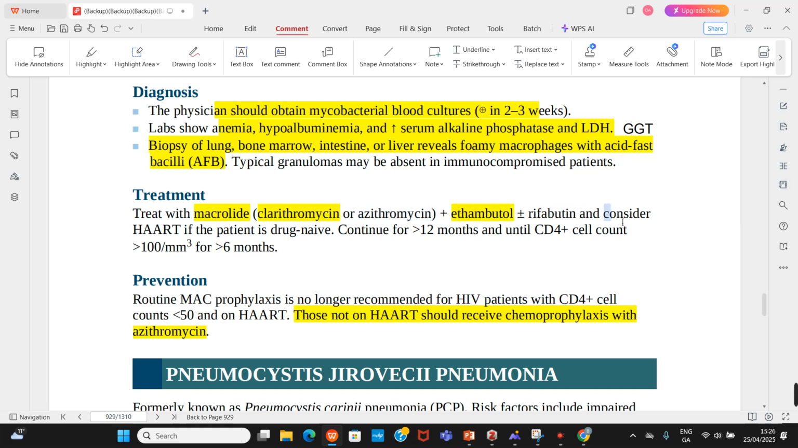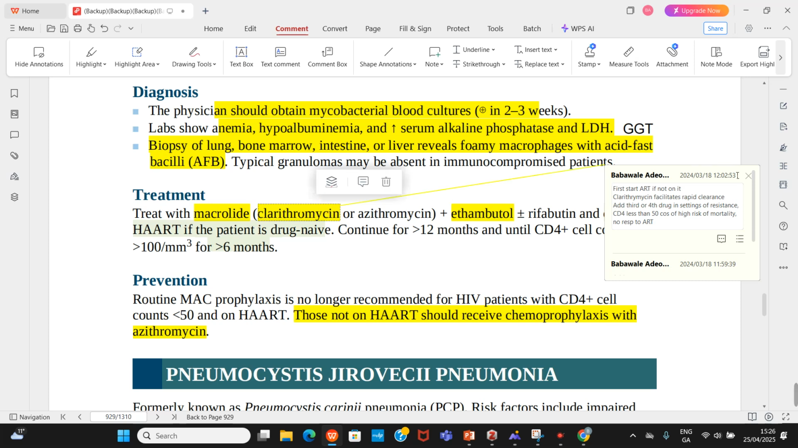And of course, the person has to be on HAART, because for somebody to be predisposed to developing Mycobacterium avium in the first instance, the person must be immunosuppressed with CD4 count less than 50. So you want to jack up that CD4 count to at least 100, by continuing this drug for 12 months. So you give them this drug for like 1 year until CD4 count is more than 100 and it is stable at that 100 or more for 6 months. We don't need to memorize this. The most important thing in our Step 2 is just know the drug. Just know the drug. Very important.